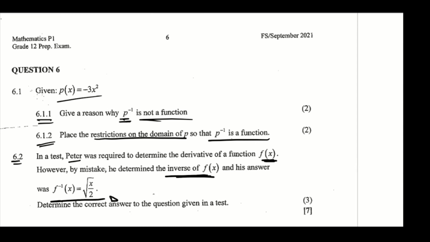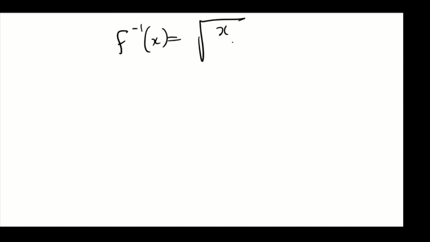So we need to correct Peter. As it says, determine the correct answer given in a test. So we need to correct Peter by finding the derivative, not the inverse. So the inverse that Peter found was the root of x over 2, right? So we need to correct him.